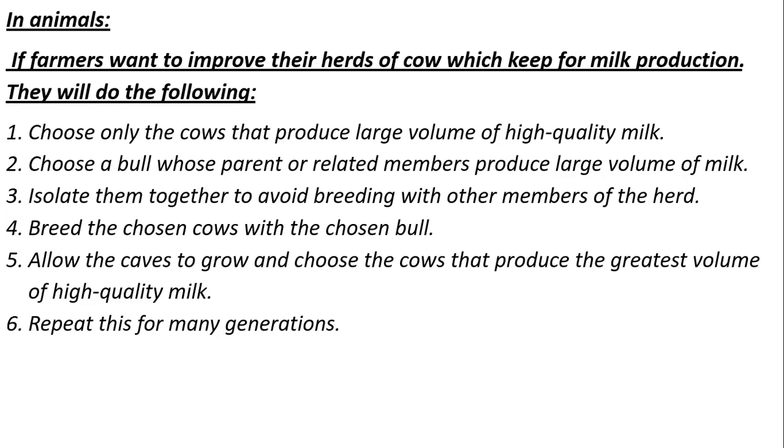And then they will let them breed together and allow the calves to grow and choose the cow with the high quality milk again and again, over and over, and repeat the process over many generations in order to have individuals with the best milk production.